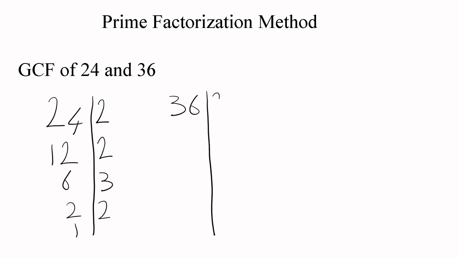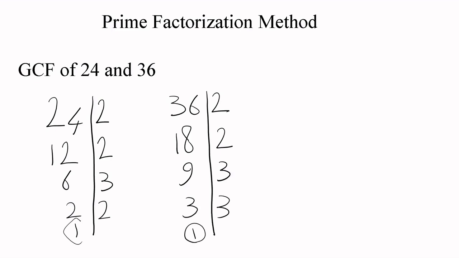And I'm going to write for 36. So I can divide it by 2. The answer will be 18. I can divide it by 2. The answer will be 9. I can divide by 3, 3. 3, 1. When I reach 1, I must stop.